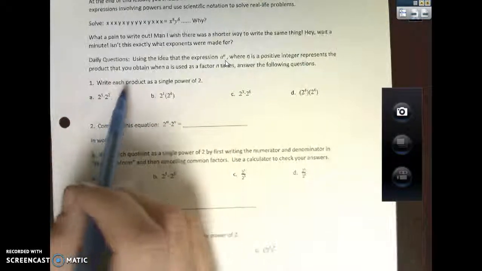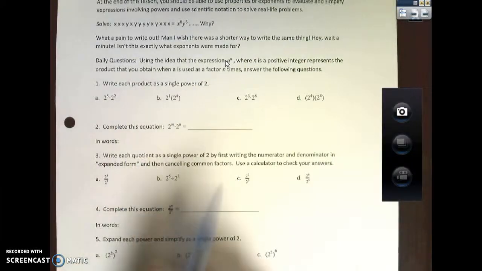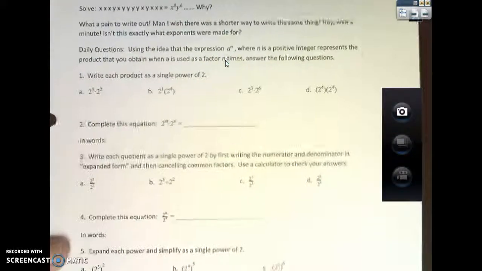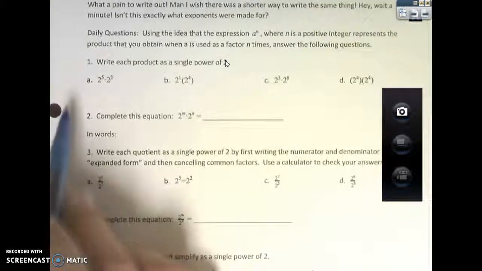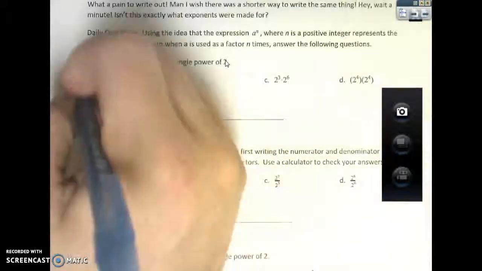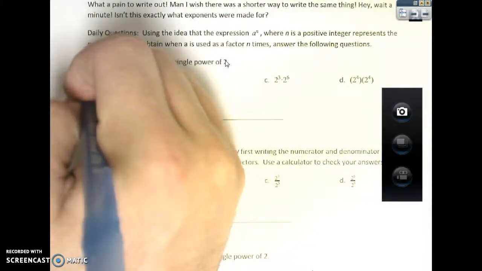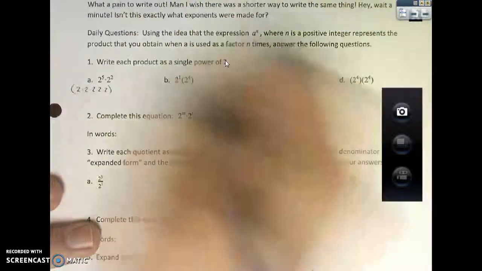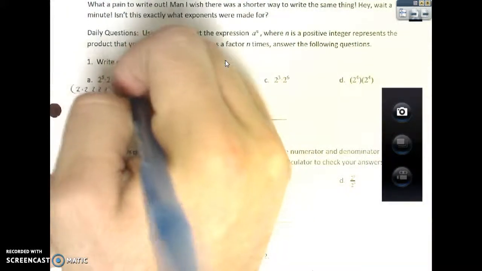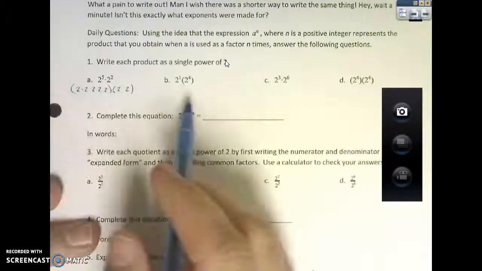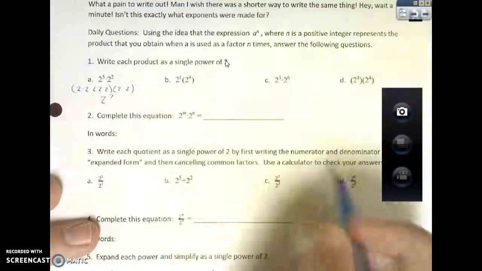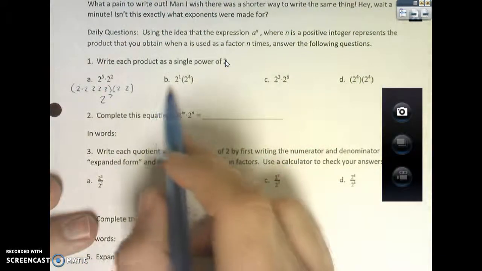So right down here it says write each product as a single power of 2. Now I'm only going to show you this for the first one. Let me see if I can zoom just a little bit here. Okay. 2 to the 5th times 2 to the 2nd. 2 to the 5th is technically 2 times 2 times 2 times 2, 5 2's. 2 to the 2nd is 2 times 2. How many 2's do I have? Well, I have 7 of them. 2 to the 7th.